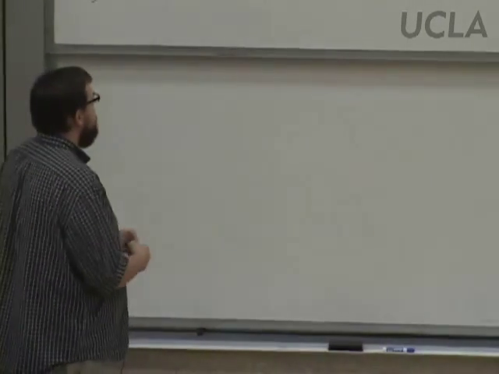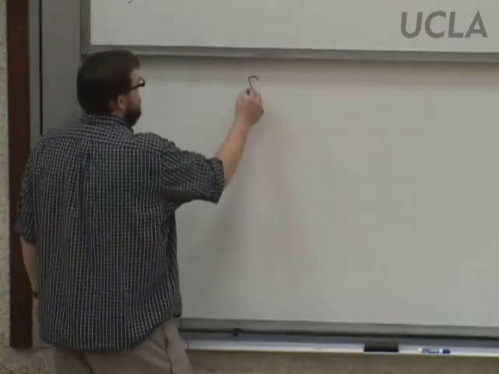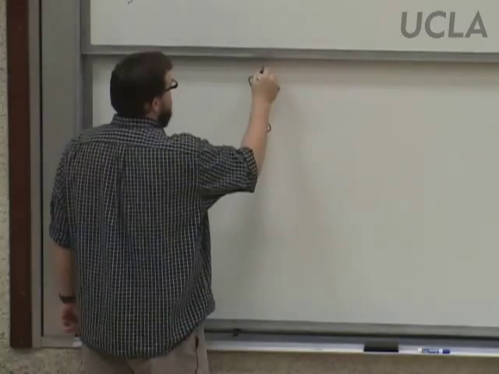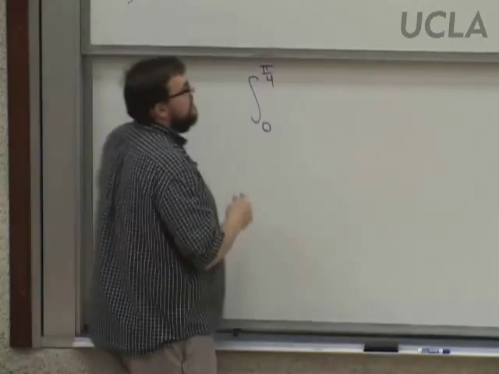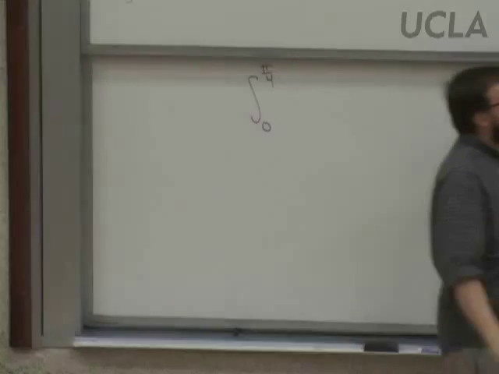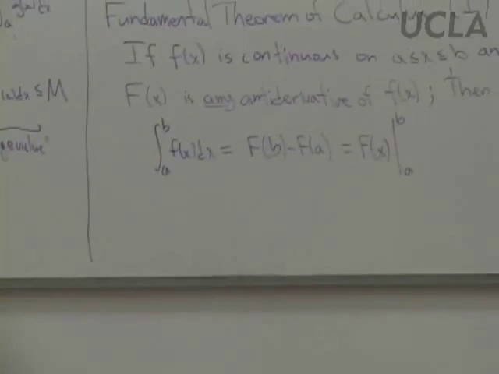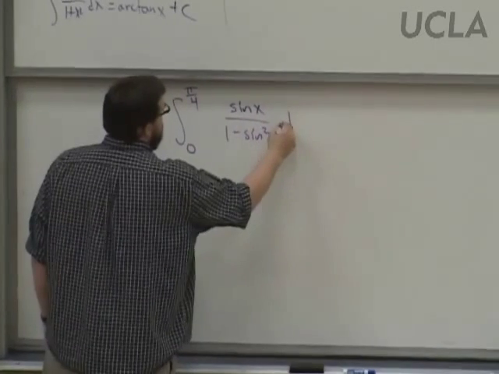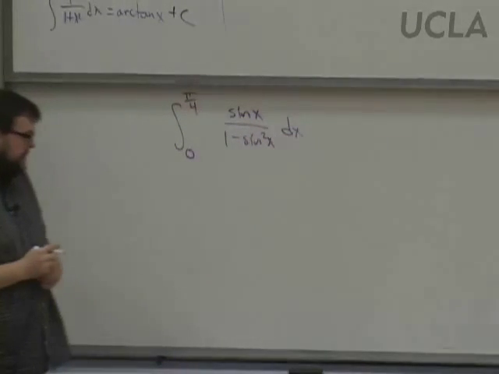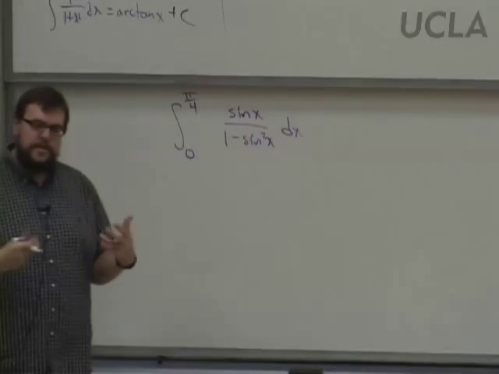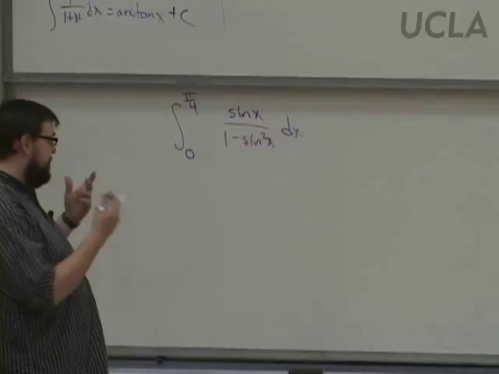Suppose I ask you the integral from 0 up to pi/4, so we're going to do definite integrals, because the fundamental theorem of calculus here deals with definite integrals, so I have to do a definite integral. The integral from 0 to pi/4 of sine x over 1 minus sine squared x dx. Now, the reason I want to do this is I just want to get some practice doing these kinds of integrals.